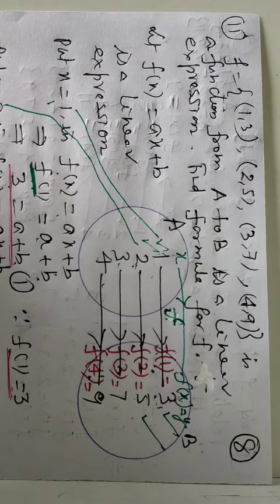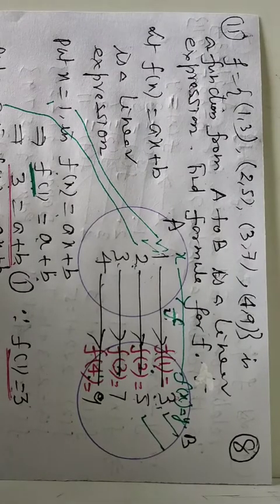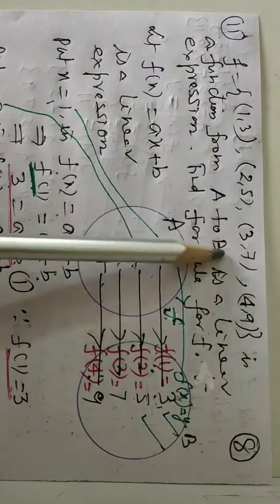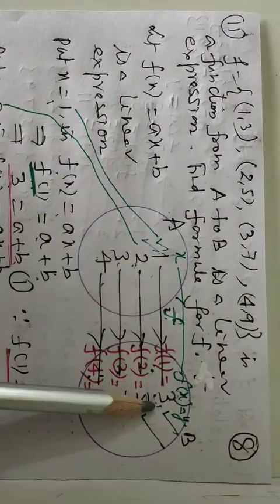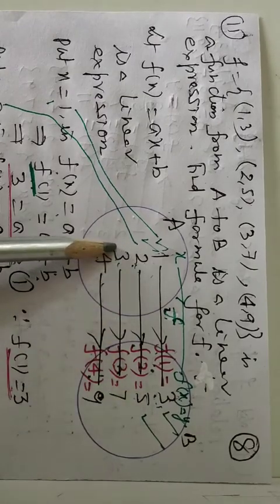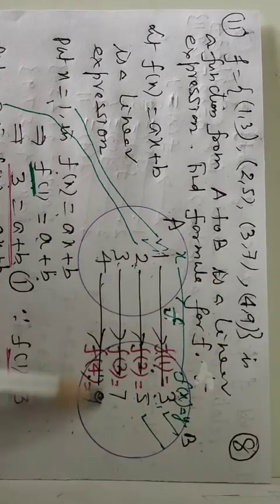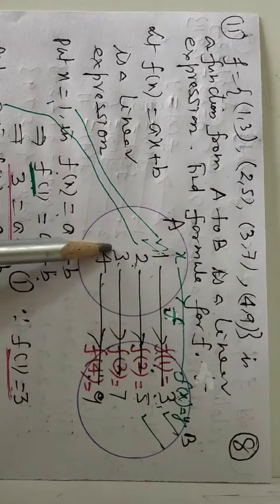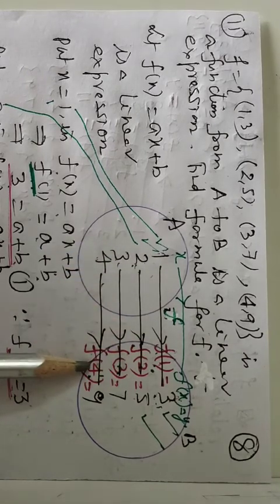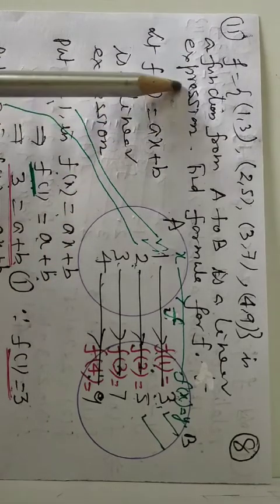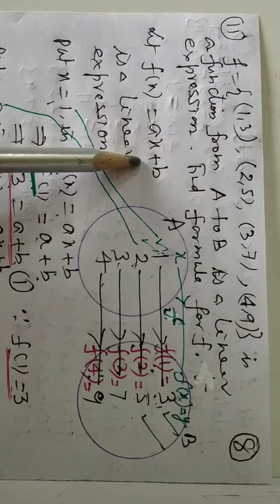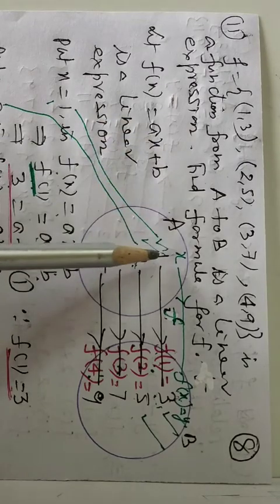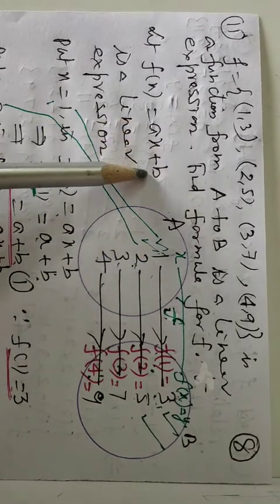One more example, same question. F is (1, 3), (2, 5), (3, 7), (4, 9). 1 goes to 3, 2 goes to 5, 3 goes to 7, 4 goes to 9. And this f(1) becomes f(1), 2 becomes f(2), 3 becomes f(3), 4 becomes f(4). Now this is again a linear function. Linear function is ax plus b.